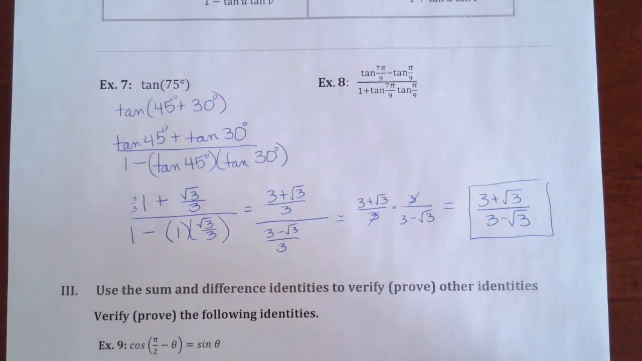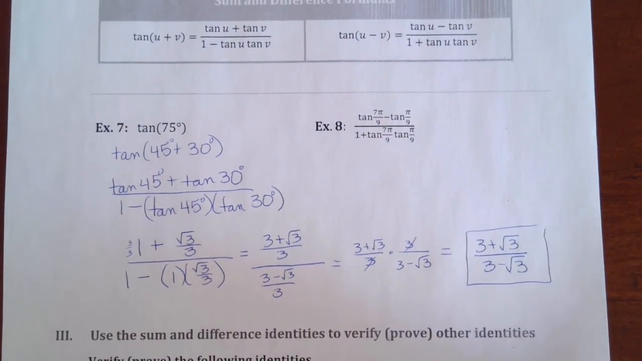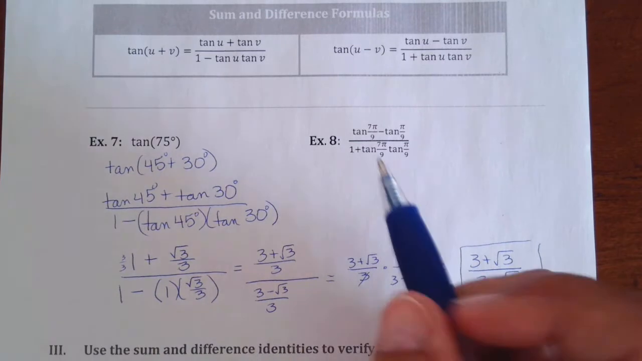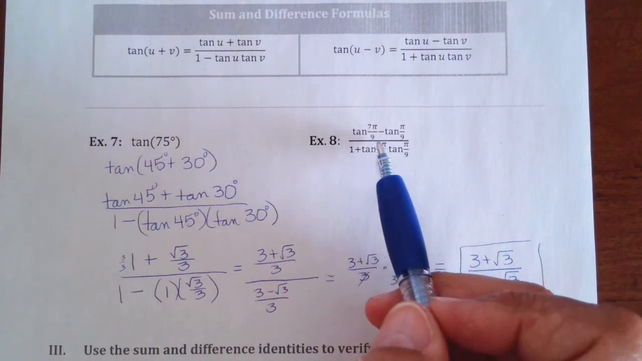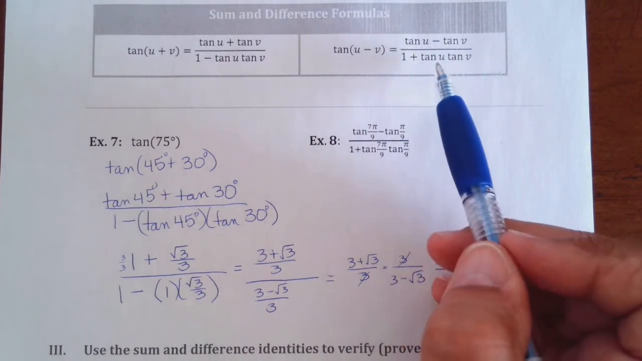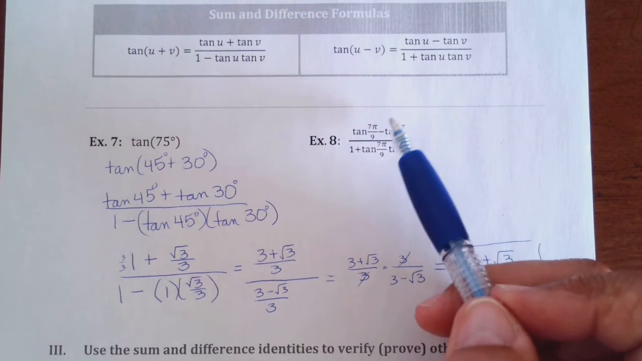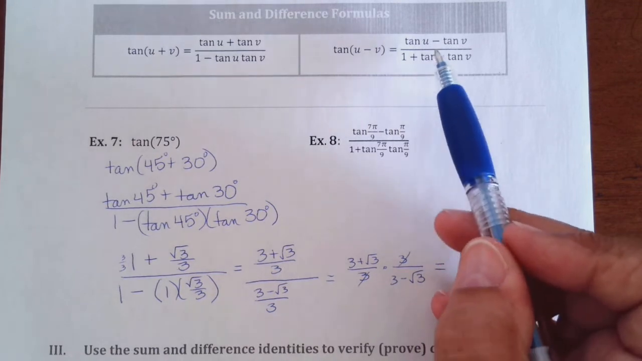Now in example 8, this one's kind of easier because you're going to go backwards. I'm going to slide this up just a bit so I can see the formula. So look at the formula. The minus signs in the top and the plus. So they're giving you this side of the problem, so we're going to take it back to this side. Okay? So since there's a minus in the top and a plus in the bottom, it's this one.